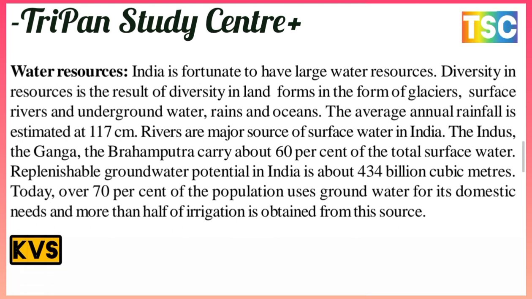The rivers are major sources of surface water in India. The Indus, the Ganga and the Brahmaputra carry about 60% of the total surface water. Replenishable groundwater potential in India is about 434 billion cubic meters. This is an important point: 434 billion cubic meters.